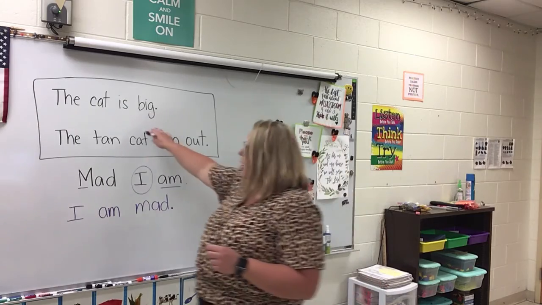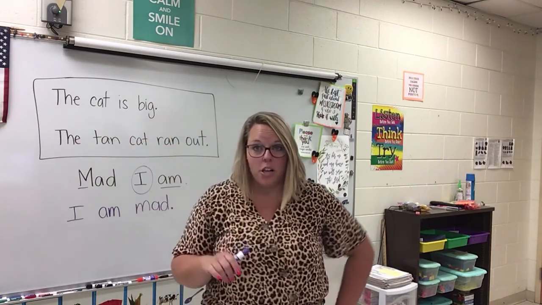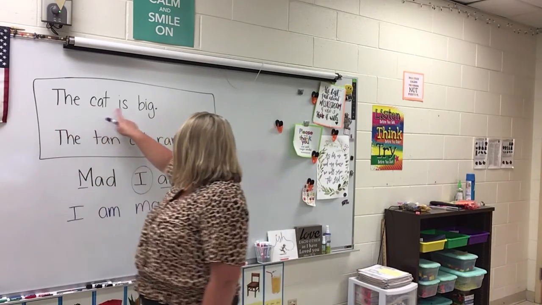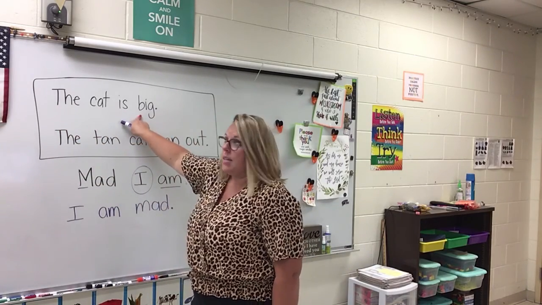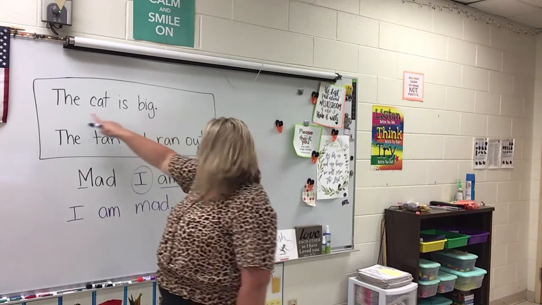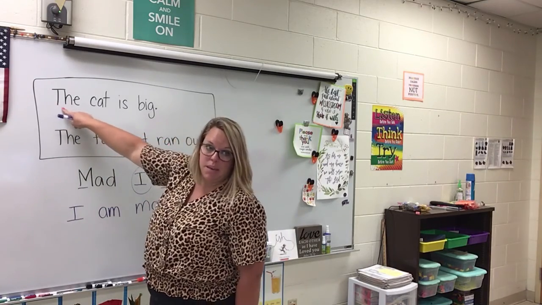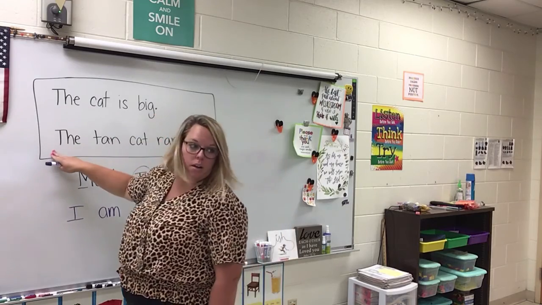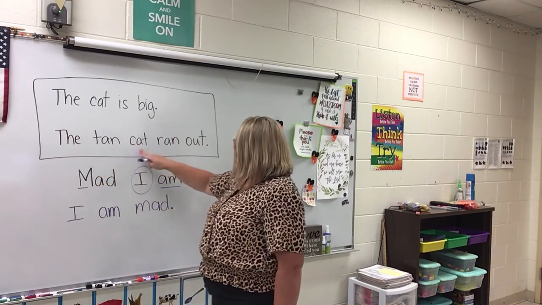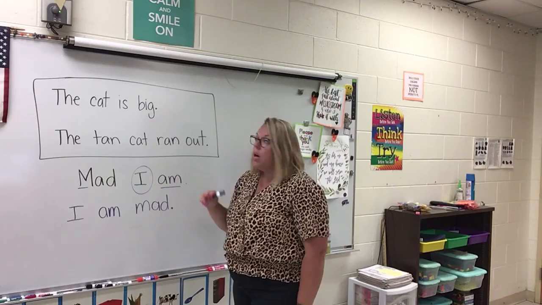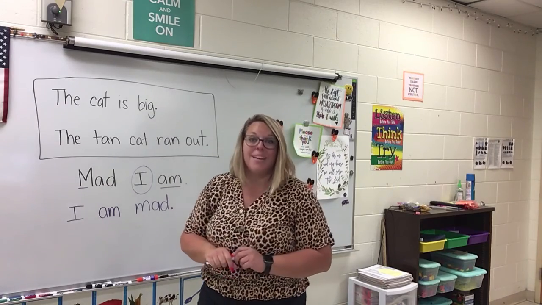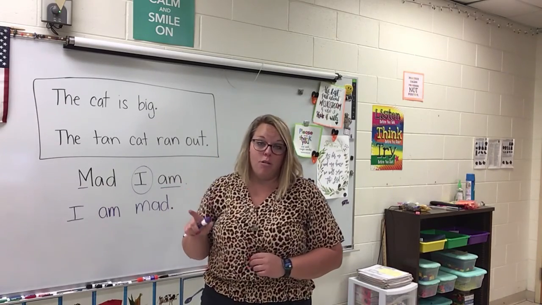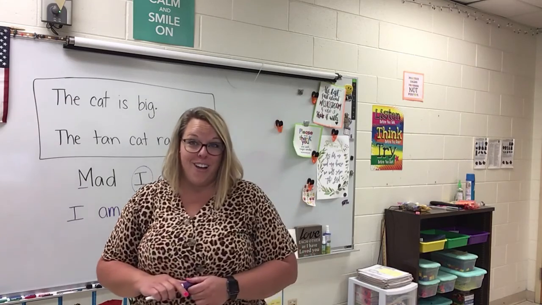Now, go ahead and take a look at these sentences. Let's make sure that these sentences make sense. The cat is big. Does that make sense? Yes, it does. And we have a capital T at the beginning. We have a period at the end of our sentence. Let's look at our next sentence. The tan cat ran out. Are those words in the correct order? Yes, they are. So we know that those words are going to be correct also.